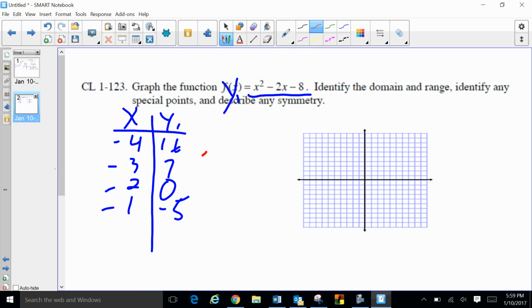So if I want to do that, I'm going to go over to my graph. I'm going to count back 3, or in other words, left 3, and up 7, and I'm going to put a point there. Kind of missed a little. It's a little higher. Okay. Then I'd go to the next line, -2, 0. So back 2 and right on the y-axis. I put a point at -1, -5. So left 1, down 5.